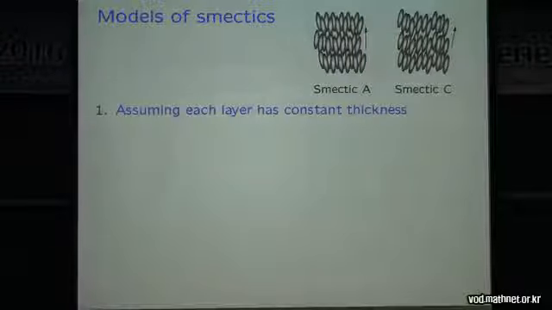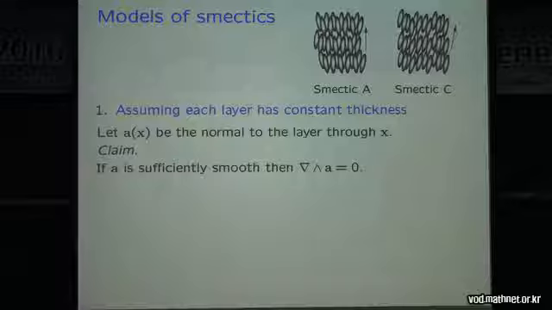So there's lots of different models for smectics, which makes it very confusing. Probably when I finish, it will be even more confusing. But it seems to me that there are two kinds of models, and the first assumes that each layer has a constant thickness. And so that means that at a continuum level, at each point you have a director, but you also have a normal to a layer. We're thinking that the layers are extremely thin, so we can at a continuum level assume we've got a director and a normal. And the normal I'm going to call A of x.